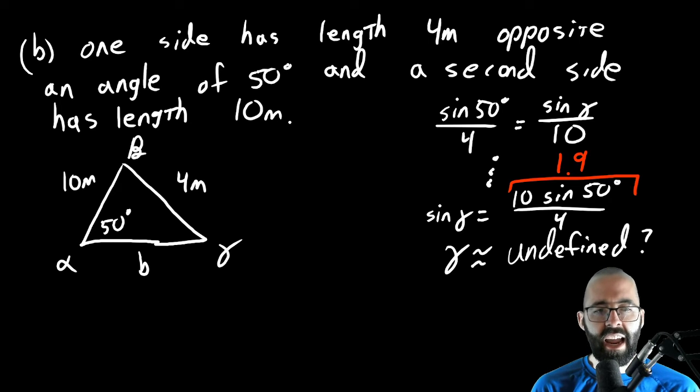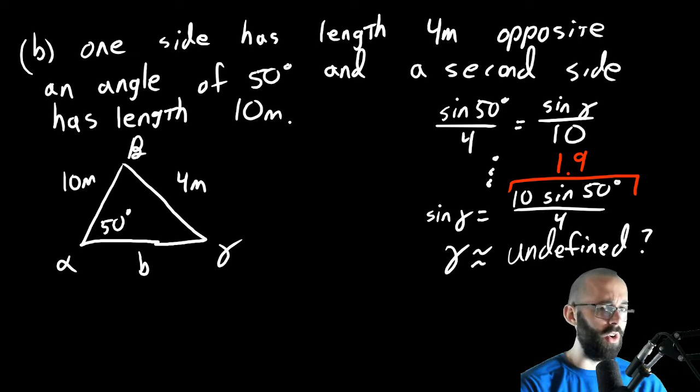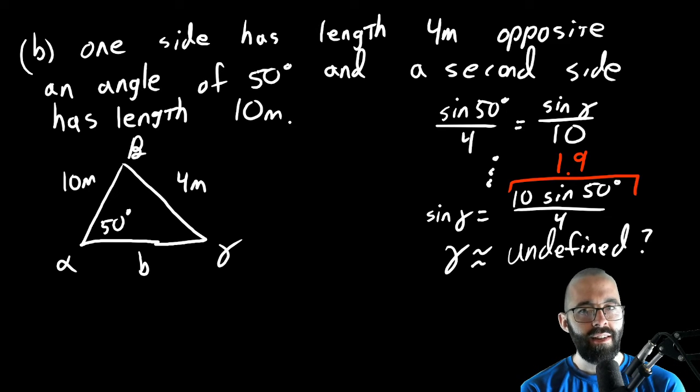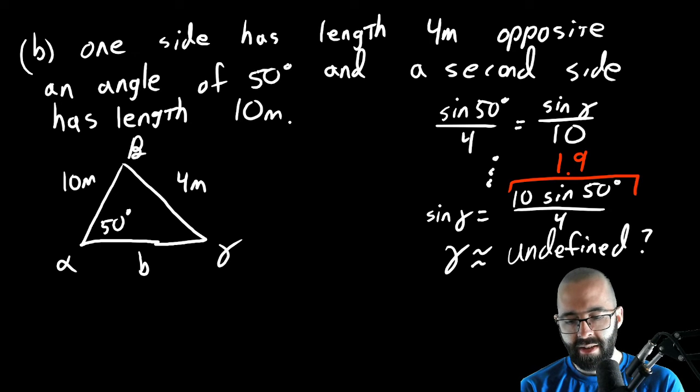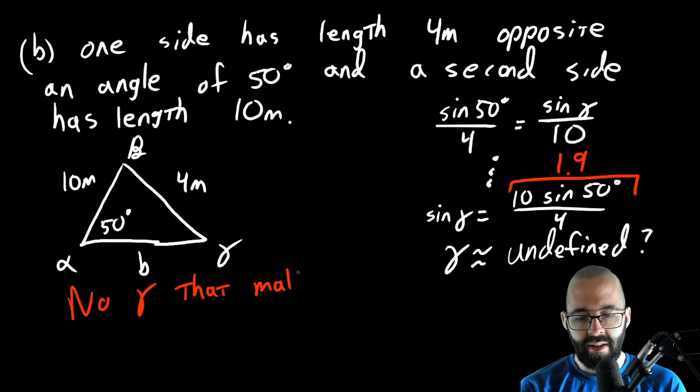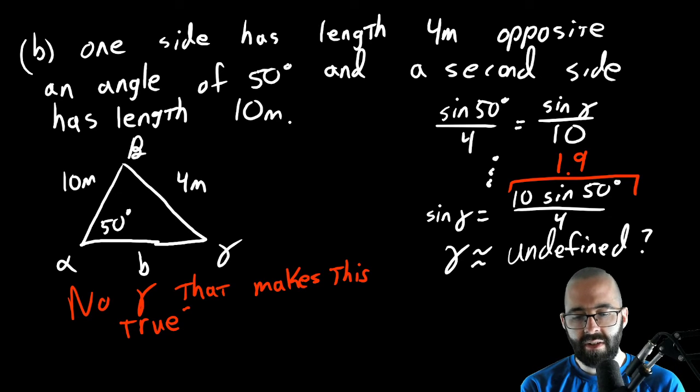When is the sine of gamma going to be 1.9? Oh, the sine of gamma is never going to be 1.9. That's impossible. The range of sine is -1 to 1. Sine is the ratio of an opposite to a hypotenuse, and the hypotenuse is always the longest. The sine can never equal 1.9. There's no gamma that makes this true. So you wanted me to solve the triangle.